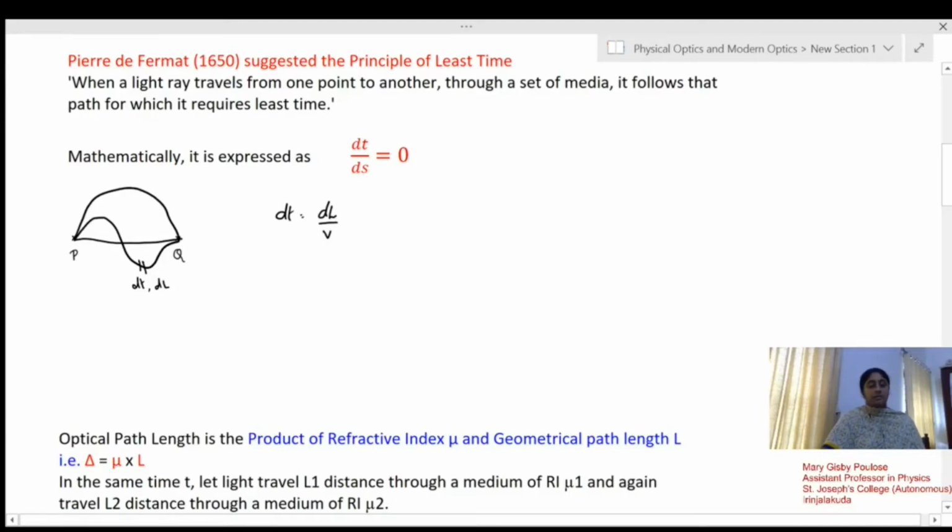Now, to find the total time taken to travel from point P to Q, I just need to integrate dt. Hence, total time t is given by integral P to Q dt. That is integral P to Q dl divided by v. Here, v can be substituted for c divided by mu, where c is the velocity of light in vacuum and mu is the refractive index of the medium. This implies t is equal to integral P to Q mu divided by c dl.